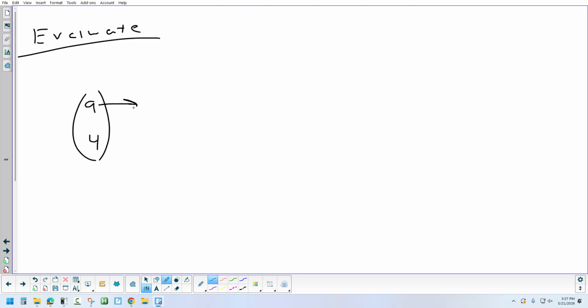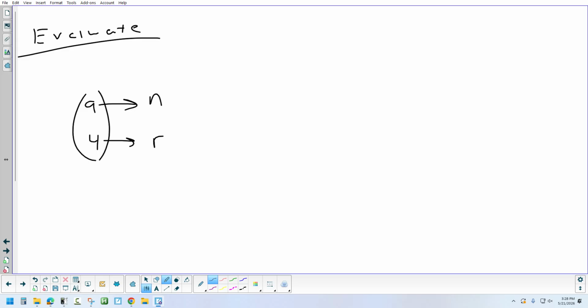This top value is usually associated with a letter. Anybody remember what letter we use for the 9? N. That's an N. And the bottom number? Yep. R. We use R. And this is pronounced 9 choose 4. It's one way you can say it.